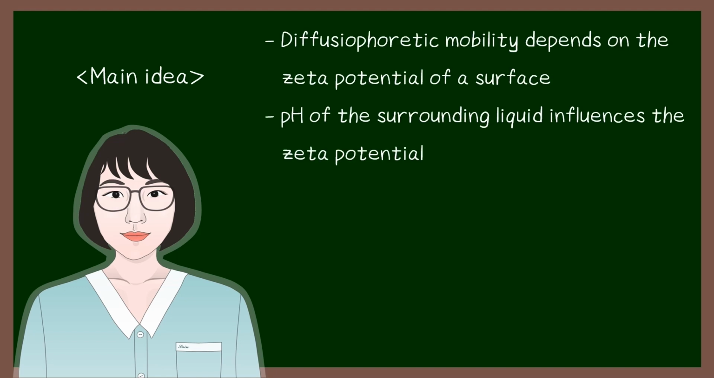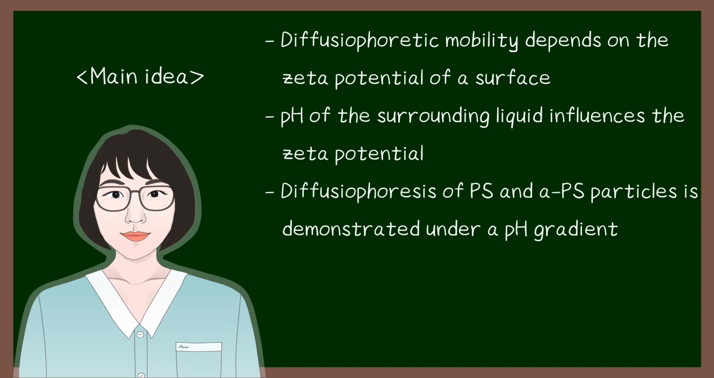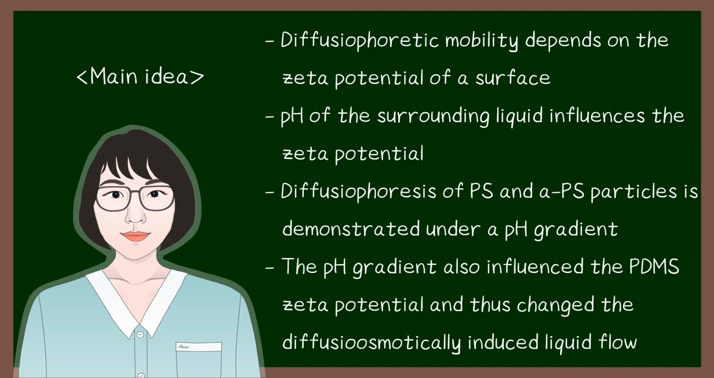We used a microfluidic dead-end pore geometry and synthetic microspheres to investigate the influence of pH change on the particle behavior. To test different signs of the zeta potential, polystyrene and amine-modified polystyrene particles are used. The pH-dependent zeta potential was included in the theoretical model by considering the charge regulation idea. We also noted that the pH gradient changed the surface potential of channel walls and affected the diffusiosmotically induced liquid flow. Now let's look into the details.